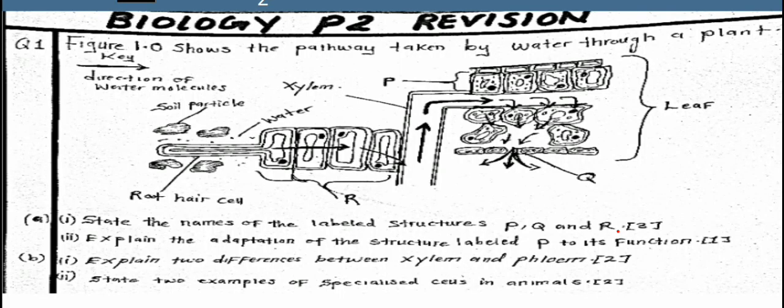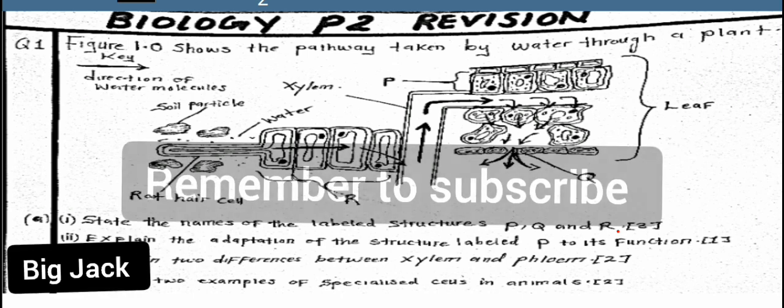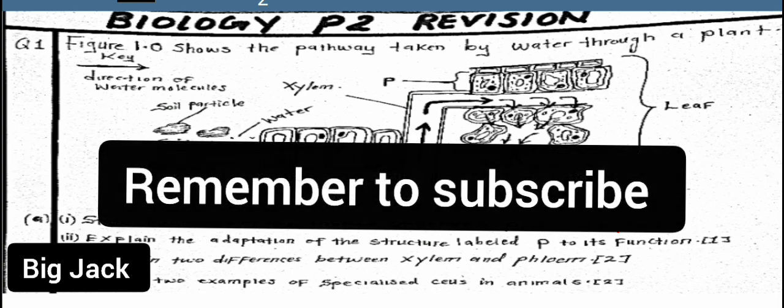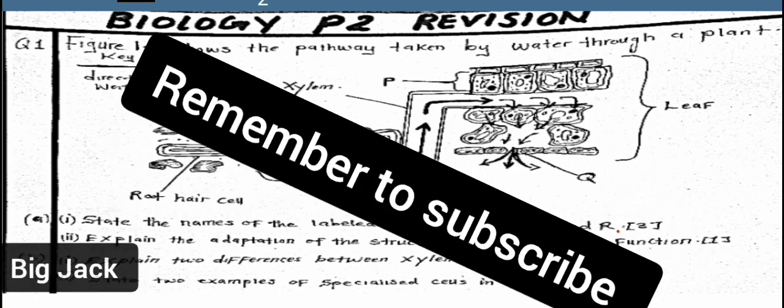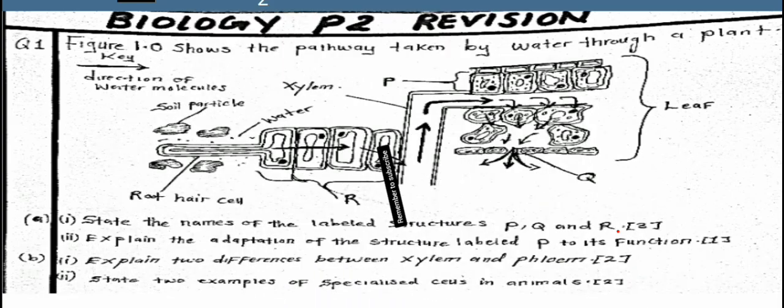Right, so in this question for biology paper 2 presentation, we are going to revise transport system and dentition. So the first question is saying figure 1.0 shows the pathway taken by water through a plant. Okay, so we also have a key here with an arrow indicating the direction of water molecules, which is the movement of water molecules.